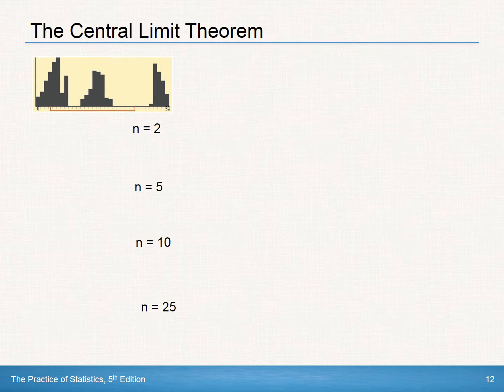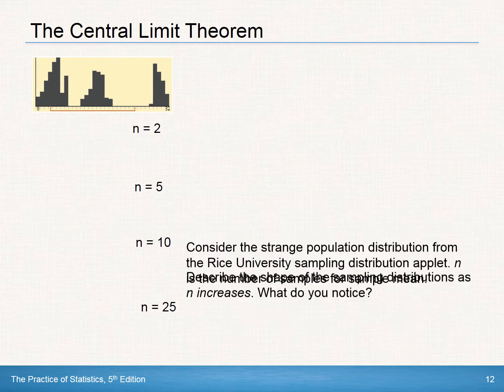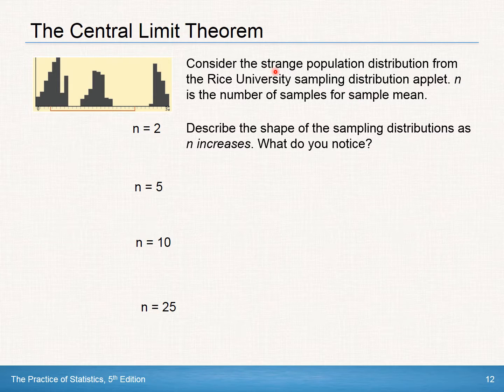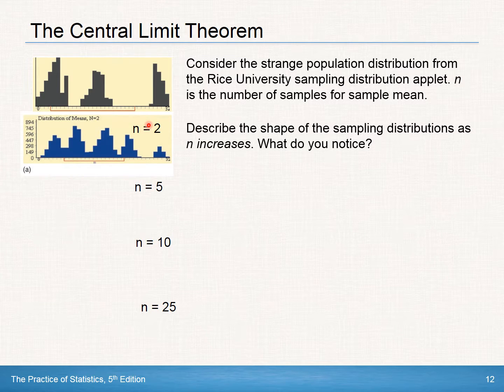Let's take a minute and look at the central limit theorem. Let's consider the strange population distribution from the Rice University sampling distribution applet. This is just a random sampling distribution, where N is the sample size for the sample mean. So N equals 2 just means I took a sample of 2, found the mean, took another sample of 2, found the mean, and put them in a sampling distribution. What does that look like? This was my original distribution, which is totally not normal at all. So these are all samples of size 2, with the mean found for each.